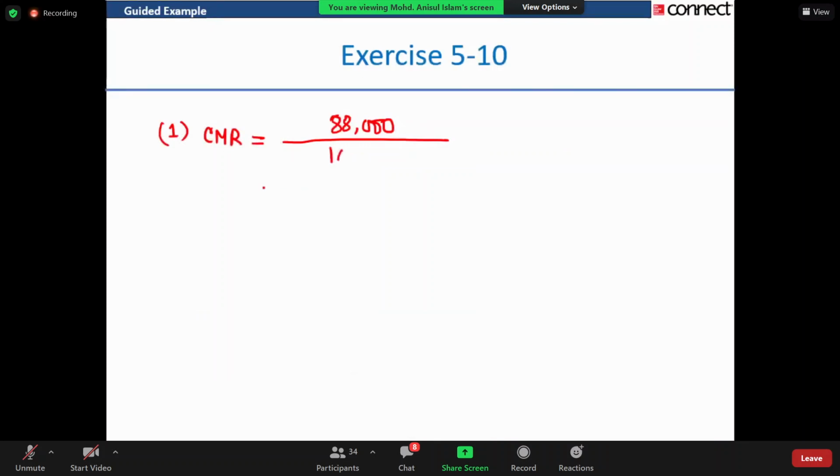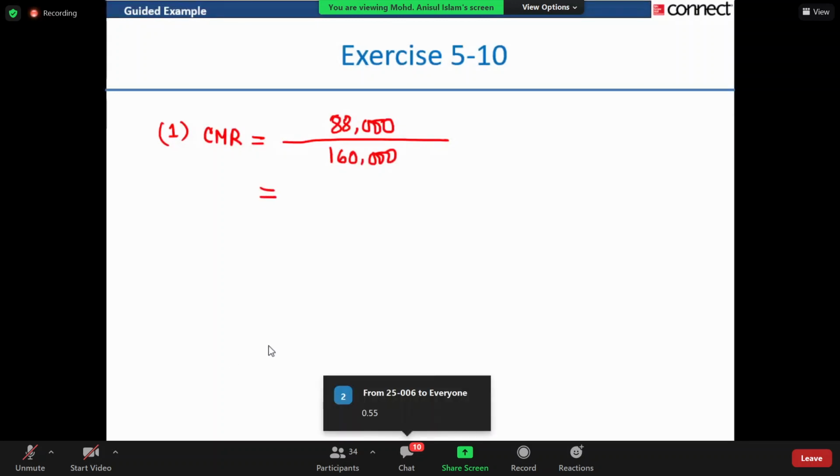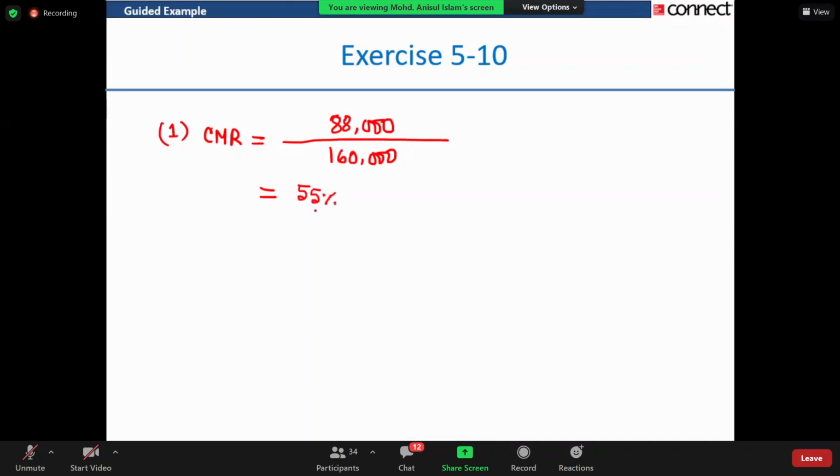So you get the contribution margin ratio of how much? You get an overall contribution margin ratio of 55%. That's good. The magnitude is significant: you are getting 55% contribution margin, and you are spending only 45% for covering the variable expenses.